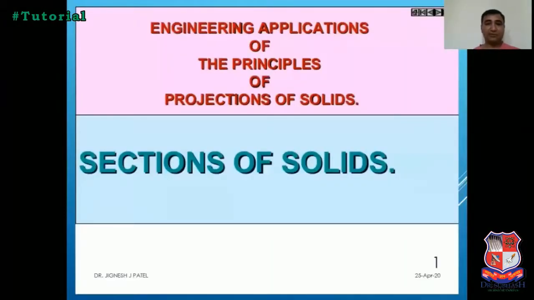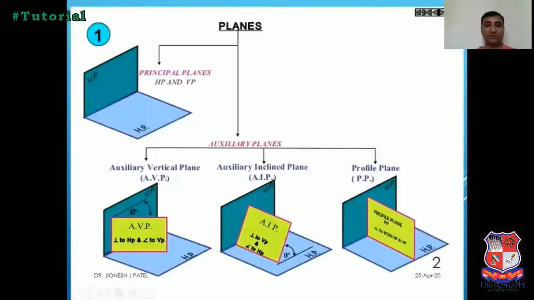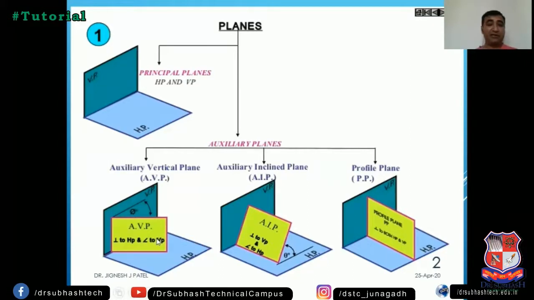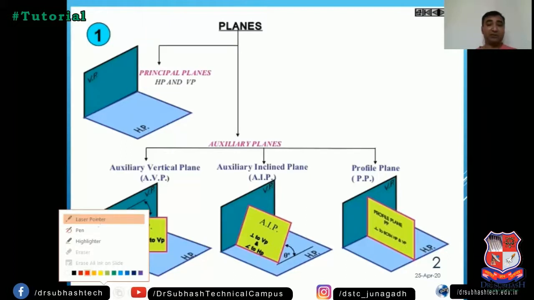Hello friend, in this lecture we are going to discuss the section of solid. First of all, let us see the different cutting planes. The basic principal planes are HP and VP. Now here you can see the different auxiliary planes, in which the auxiliary vertical plane is known as the AVP, which is perpendicular to HP and inclined to VP at an angle phi.